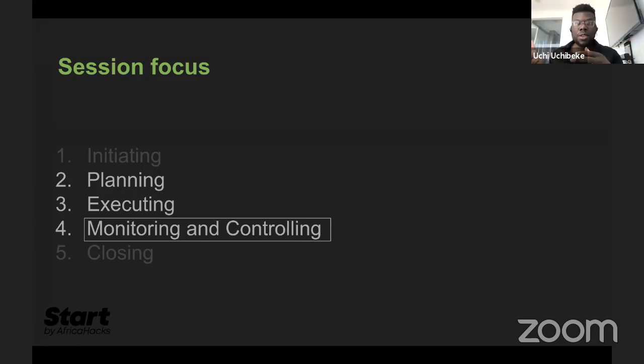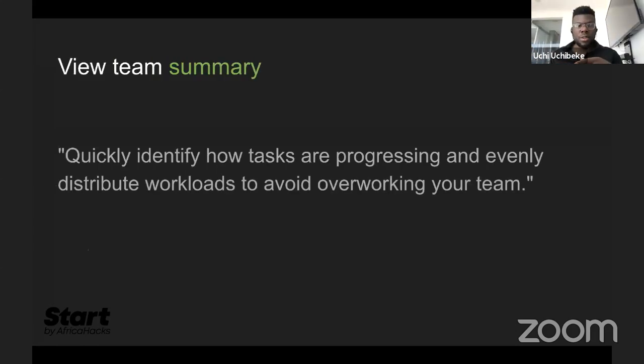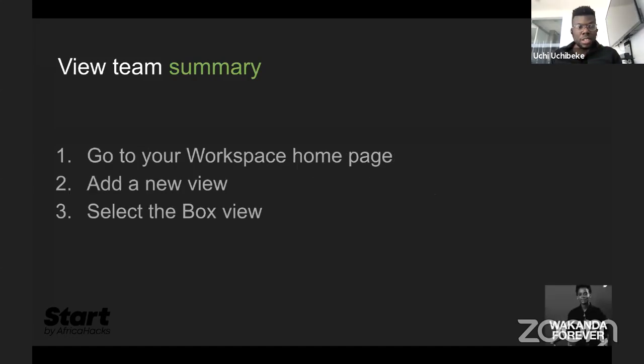So how do you monitor your team, and how do you control the number of tasks that people are getting assigned? What ClickUp does is that it lets you quickly identify how tasks are progressing, and then it evenly distributes the workloads to avoid overworking your team, right? So I think this is a very, very important thing, like I mentioned. I'm gonna walk you through how to do it shortly.